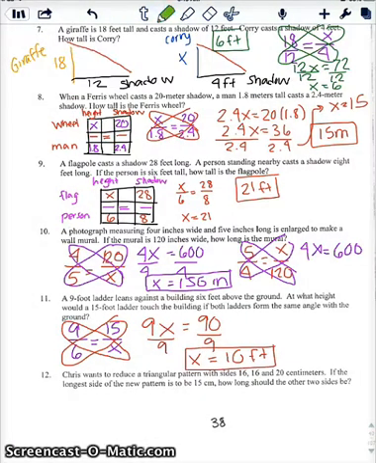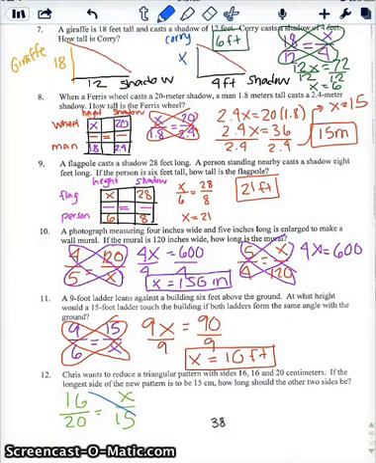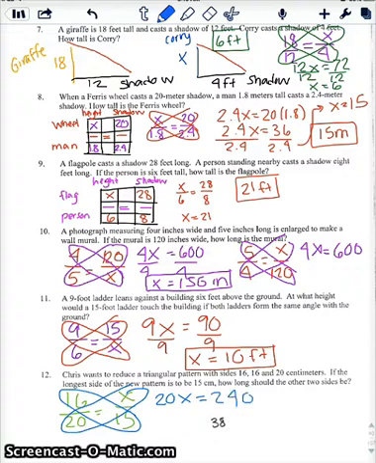Number 12, my original proportion is 16 over 20 equals x over 15. One more time, it does not matter if your proportion is flipped from mine as long as you have 16 and 15 in a circle and you have x and 20 in a circle. So 20x equals 16 times 15, 240. Divide both sides by 20, and you get x equals 12.